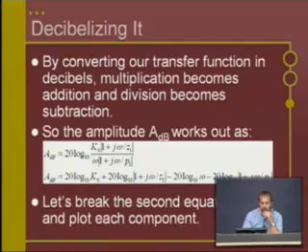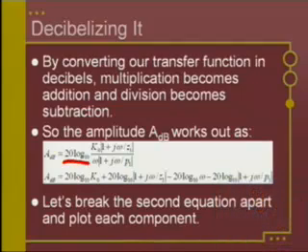And we're going to do this 20 log base 10 thing to make the multiplication and division turn into addition and subtraction. And it makes it so that we can do this in the way that we want to, by breaking it up into these separate parts, seeing how each component would behave, and then combining the response.